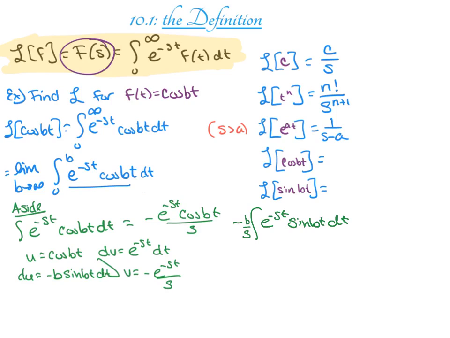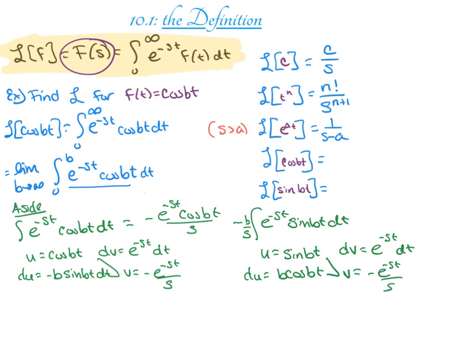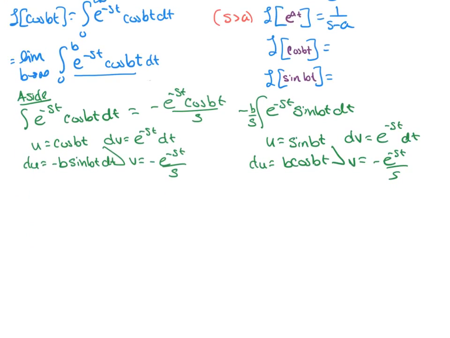If you're doing these with integration by parts, it's a good idea if you picked u to be the trig function in the first round to continue to do so. It isn't mandatory, but it can sometimes backfire. I'm going to pick u to be sine of bt, and dv is e to the negative st dt. So du is b cosine bt, and v is negative e to the negative st over s. Okay, so let me scooch this up just a bit. I think we're actually doing pretty good on space.